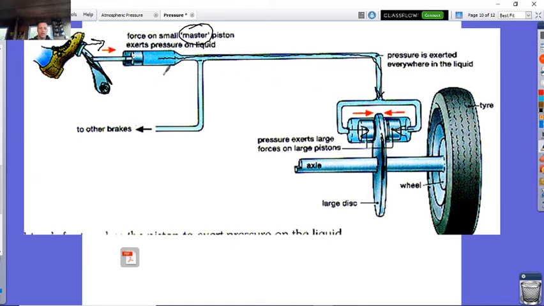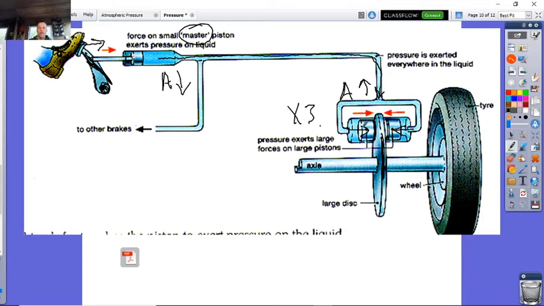But if you look here, the area is small and here the area is big. Therefore, it's a force multiplier. If that was going to be 3 times the area, wouldn't you make the force 3 times bigger? Hence, a small force here can be a lot bigger to stop the wheels turning.